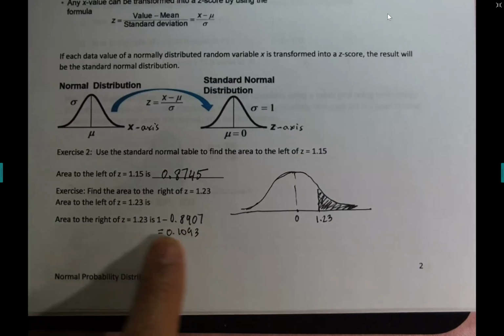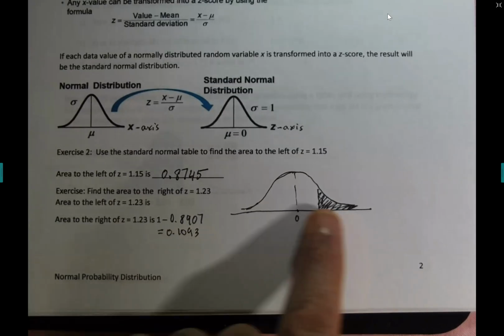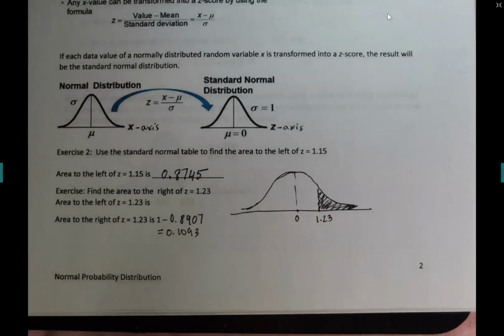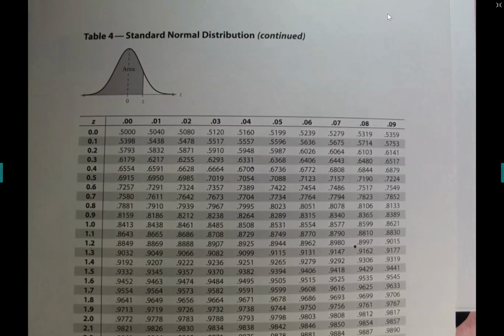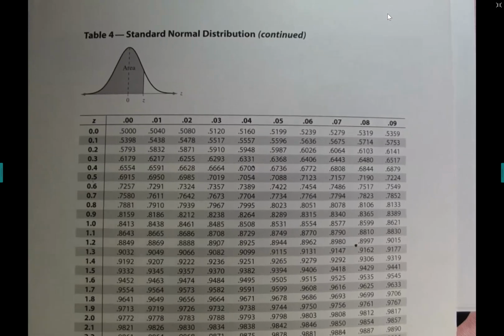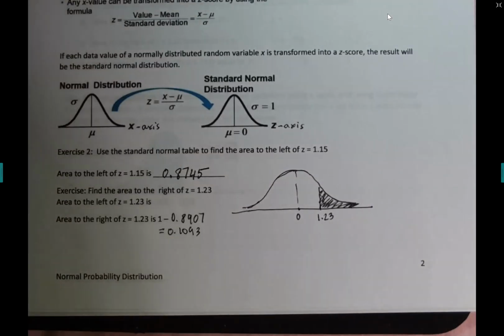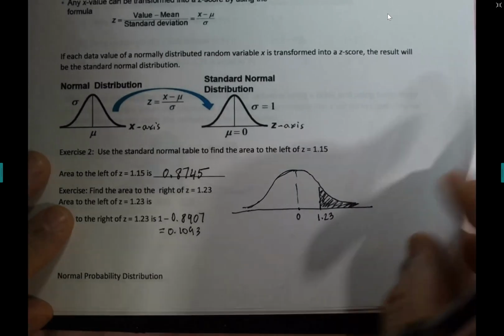Well, you remember that the area to the left plus the area to the right always add up to 1. And this table, again, it's only designed to give you areas to the left. So in order to find an area to the right, you find the area to the left and subtract the answer from 1. Okay, so that's one. We're going to do some more practice on this.